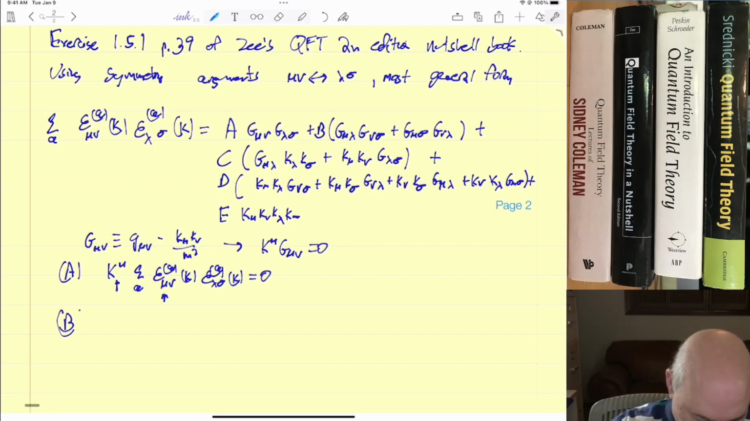And then we have our tracelessness condition. Then we have our normalization condition.